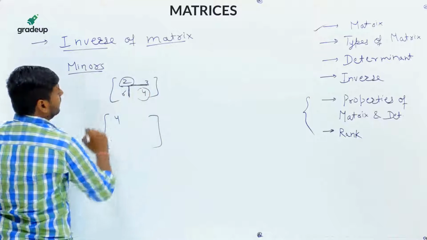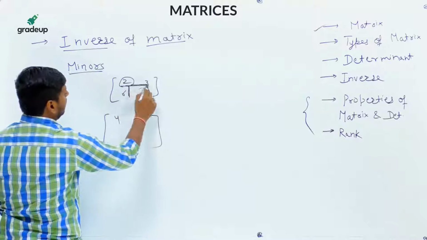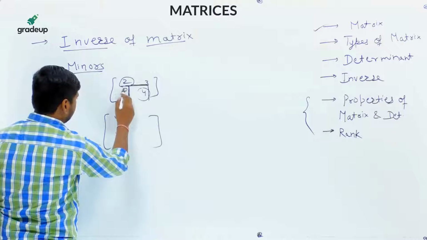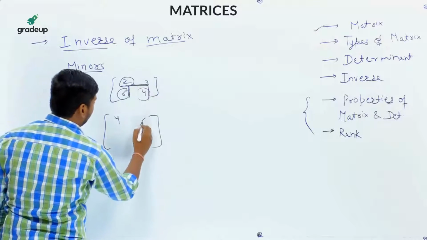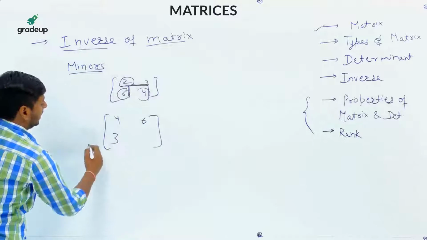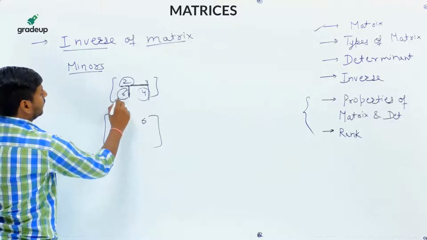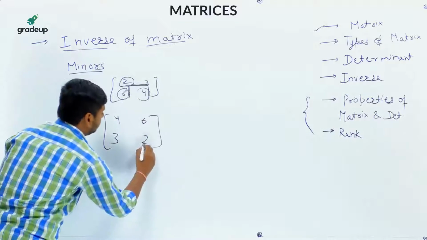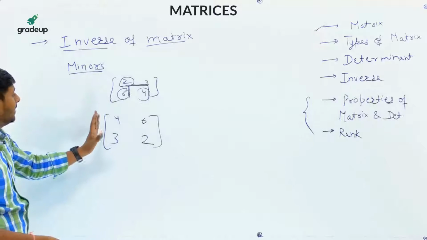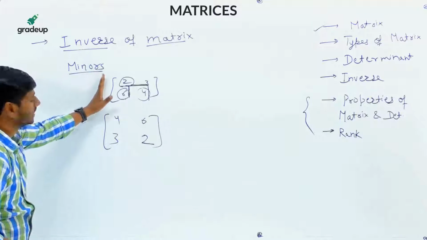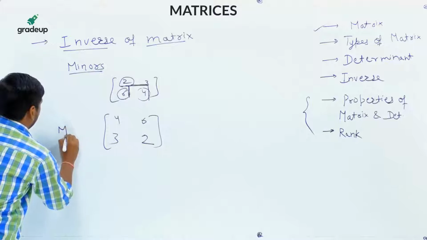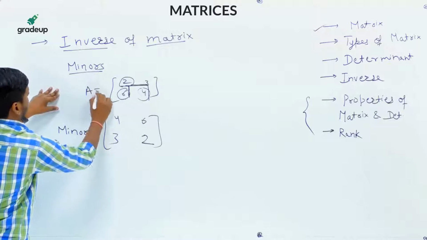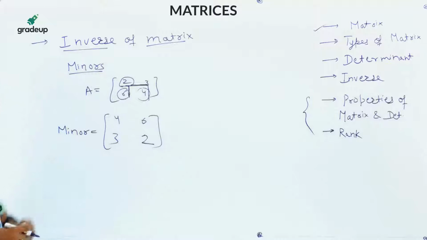The minor of element A12 is found by removing row 1 and column 2. So we are left with 6 here. So we will get 6 here, and 3 here, because the minor of A21 is 3 and the minor of A22 is 2. Okay, this is the minor matrix of this matrix. Now, how do we find the cofactor of a matrix?